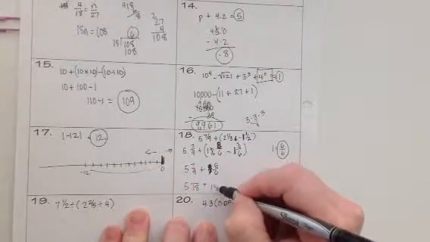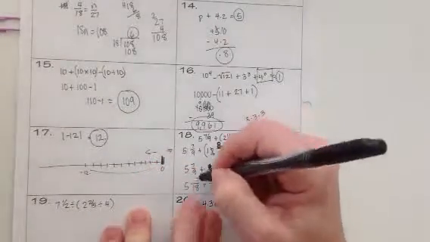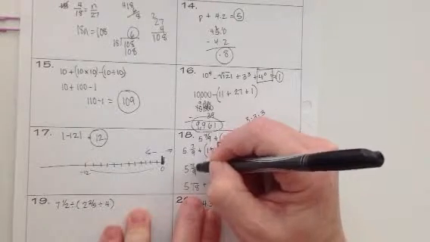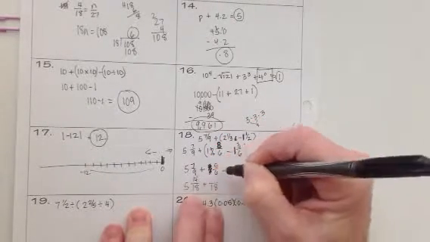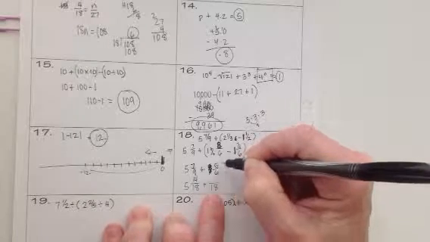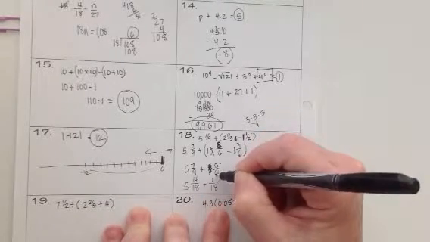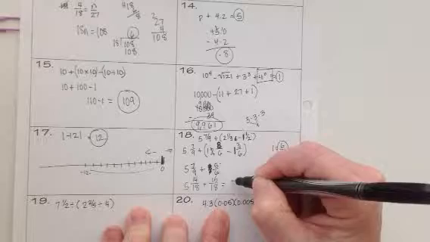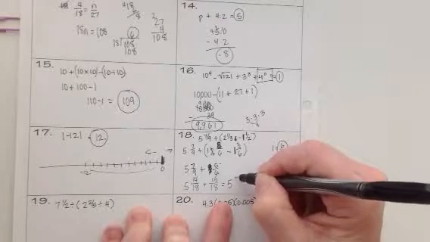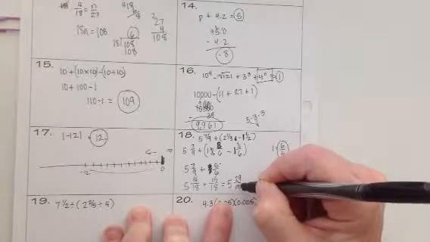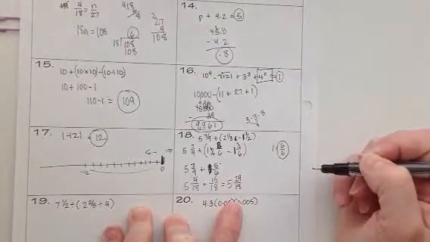All right, so 18. What did I multiply 9 by? 2. So 2 times 7 is 14. What did I multiply 6 by to get 18? 3. So 5 times 3 is 15. So my answer is 5 and 29 over 18. Uh-oh, this is an improper fraction.